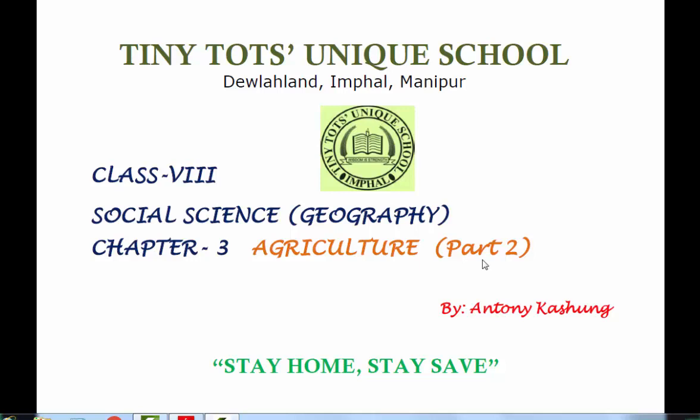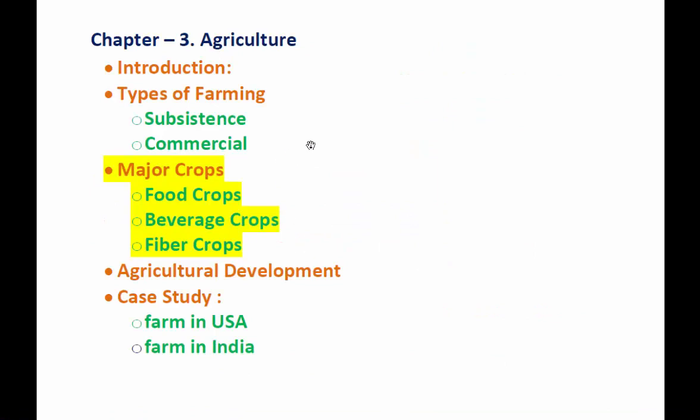Students of class 8, today let us learn together the continuation of chapter 3 from social science geography. Well, in the previous class we have discussed some of the important points from this agriculture. Okay, so there are types of farming such as subsistence farming and commercial farming. Well, today we will straight away go to major crops.